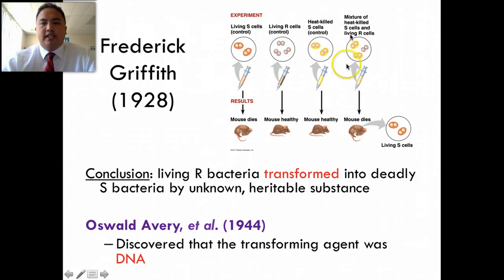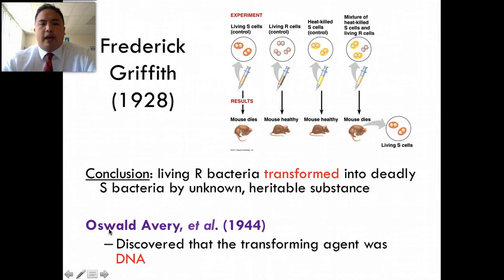But the interesting part is this last trial where they mixed living R cells and the heat-killed S cells. When I injected the R cells, the mouse lived. When I injected the heat-killed S cells, the mouse lived. But when I injected a combination of these two, the mouse died. And you're like, why does the mouse die? Apparently, in the living cell, the dead cells gave some of their genetic material to the living cells, which was able to infect the mouse, and it died. And eventually it had living S cells in it. So the conclusion was that the living R bacteria transformed into the deadly S bacteria by some heritable substance. At this point, they didn't know what DNA was.